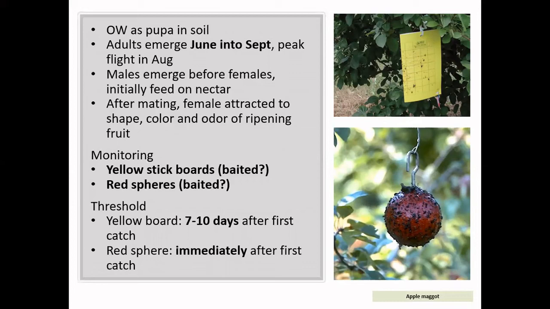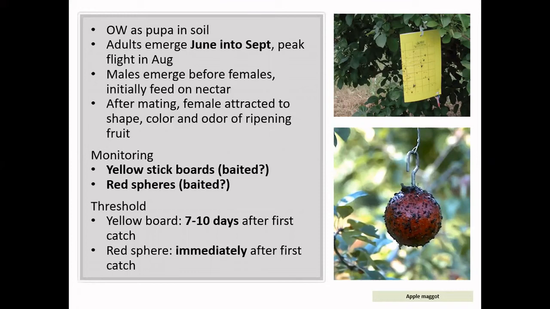So yellow sticky boards can be used for that early emergence. As they're looking for food, they're attracted to the yellow color that mimics a nectar source. So trapping using the yellow sticky cards can help indicate early activity. Once females are mated, then they're attracted to the ripe red spheres, mimicking a mature fruit, which is where they then oviposit their eggs. So having these 2 in the orchard can help indicate the proper timings that are needed.